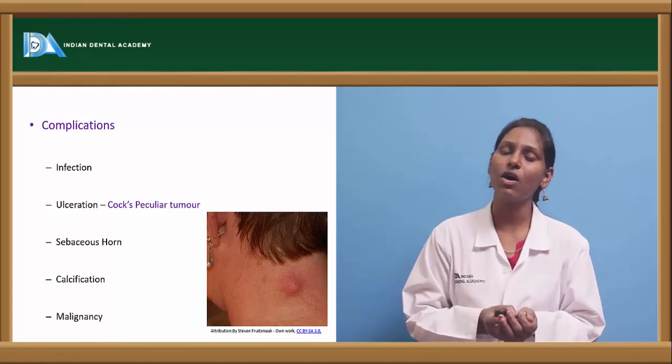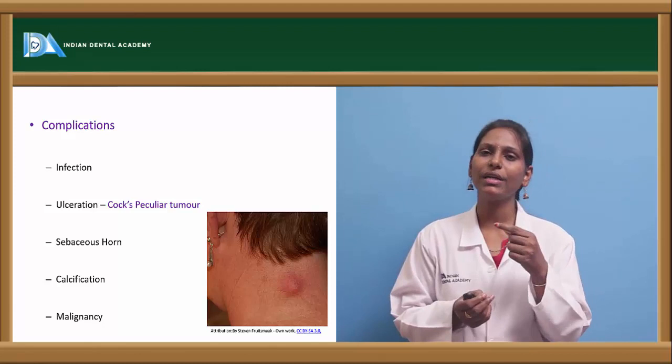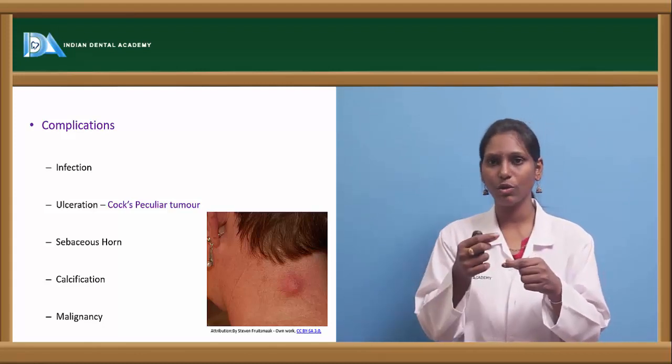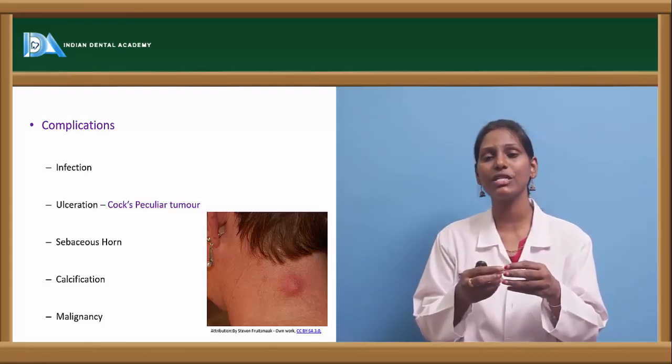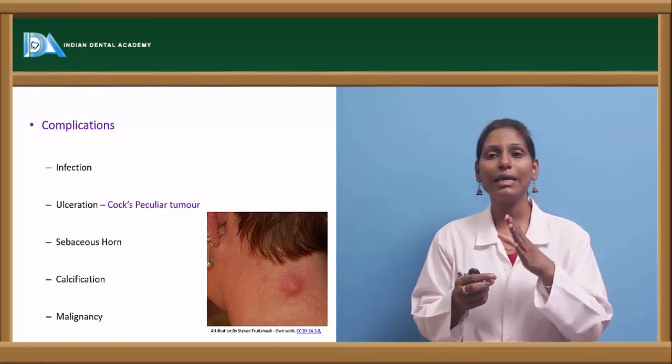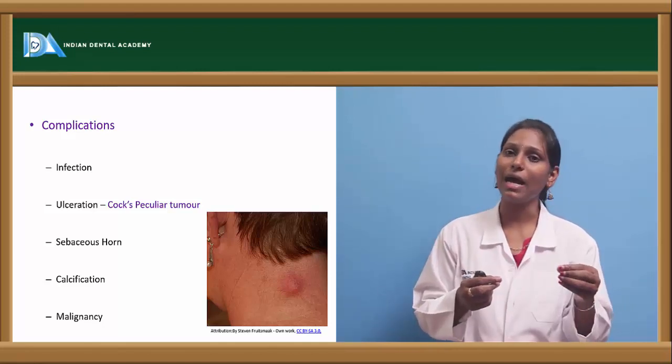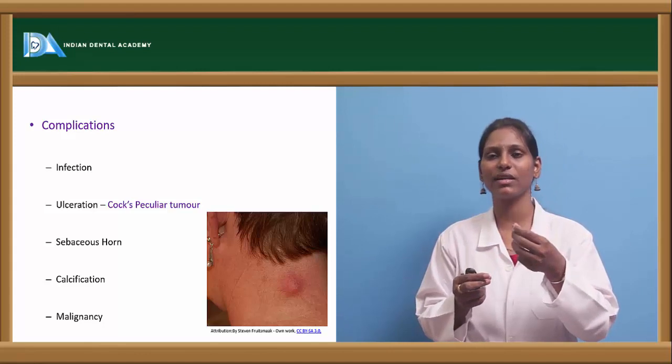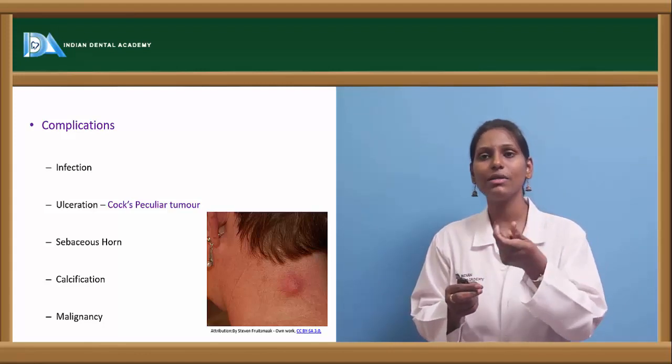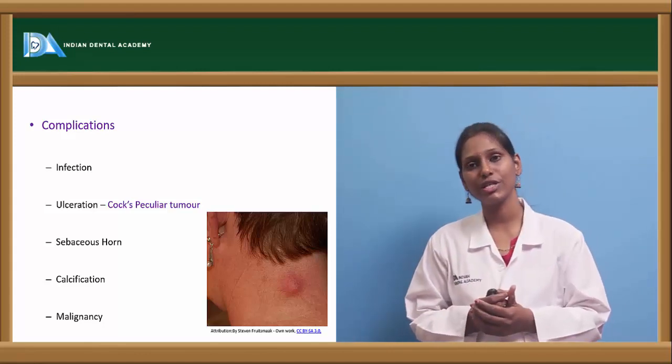And we have sebaceous horn. In somewhat bigger sebaceous cyst, there will be a punctum opening, right? The fluid from the sebaceous cyst will come out through this punctum. In some cases, it gradually gets hardened up, leading to a hard structure within this punctum. Then it resembles like a horn. This is called as sebaceous horn.